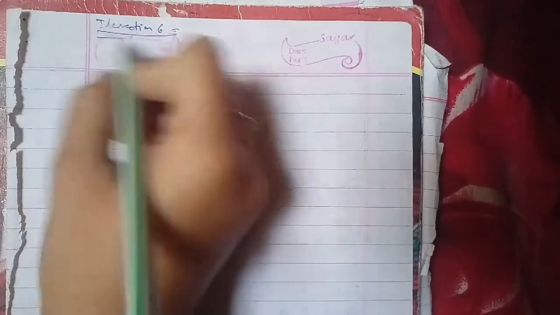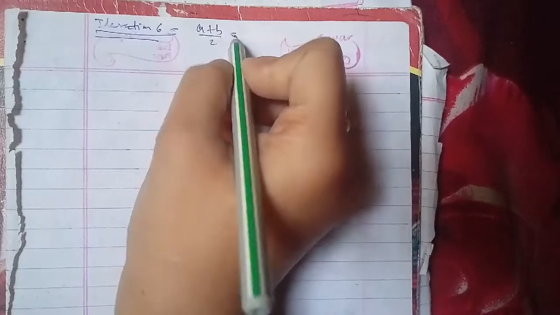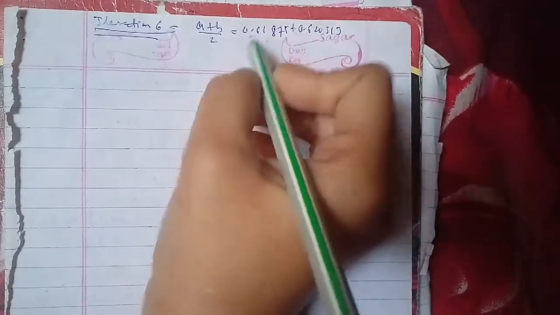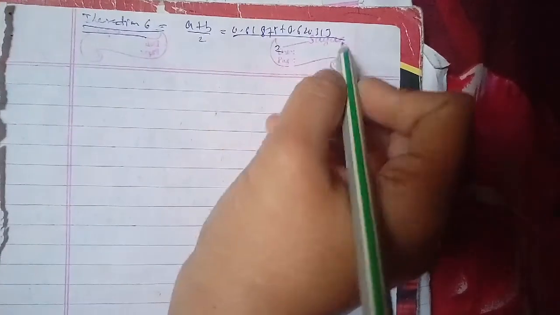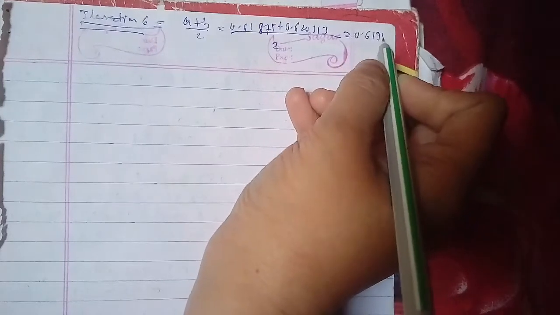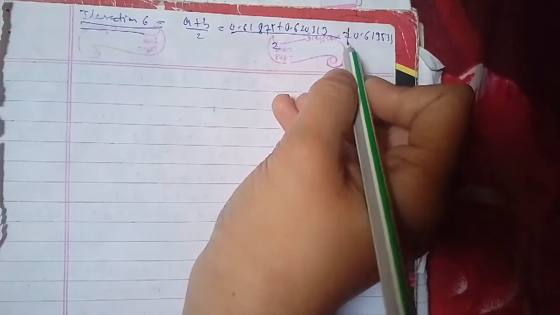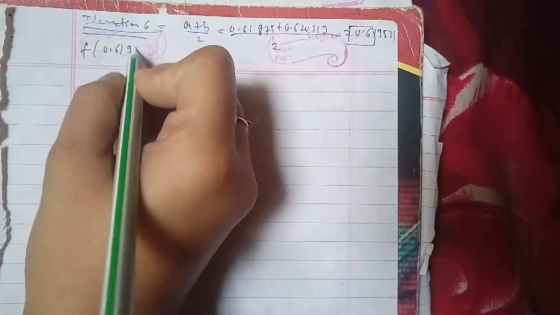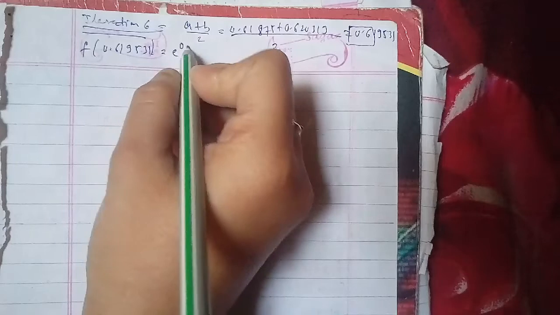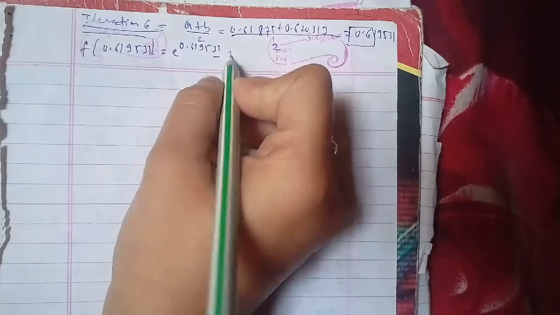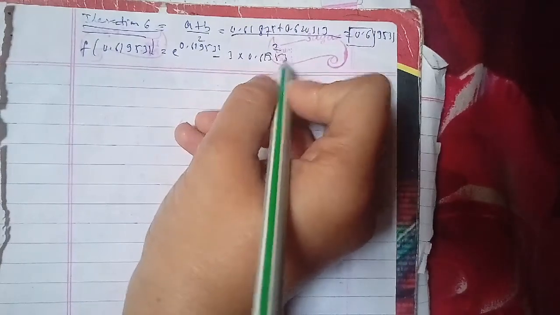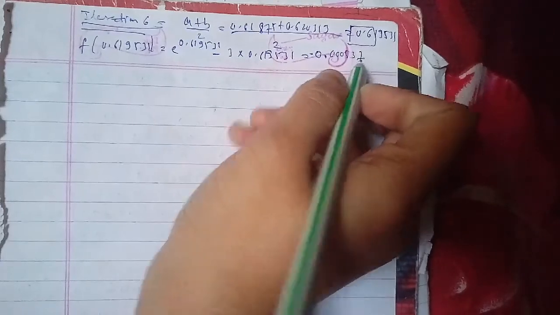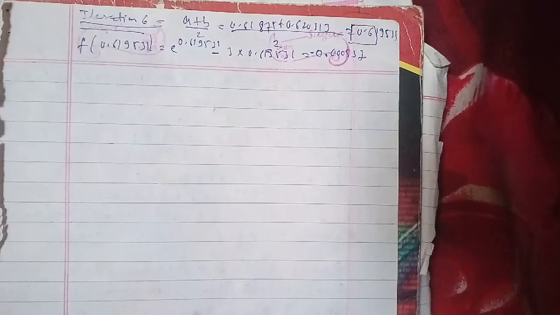For iteration 6, we have (a plus b) by 2 equals (0.61875 plus 0.620313) whole upon 2, which is equal to 0.619531. Now, f(0.619531) equals e^0.619531 minus 3 into 0.619531, which is equal to minus 0.000537 we have.